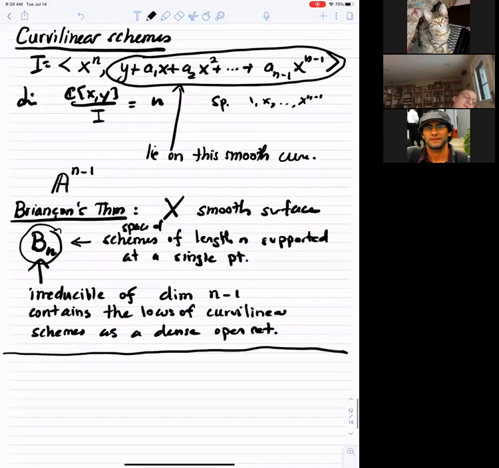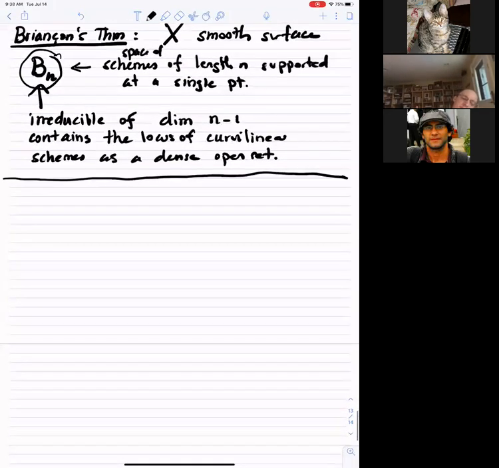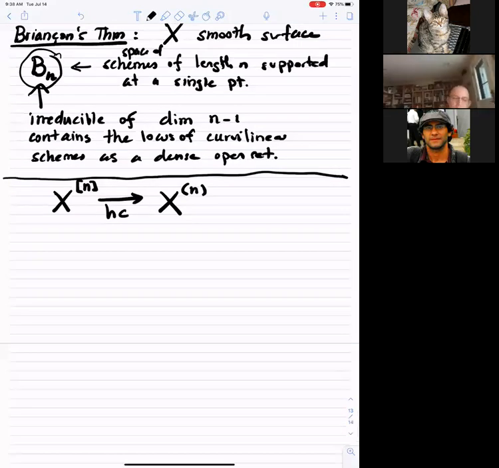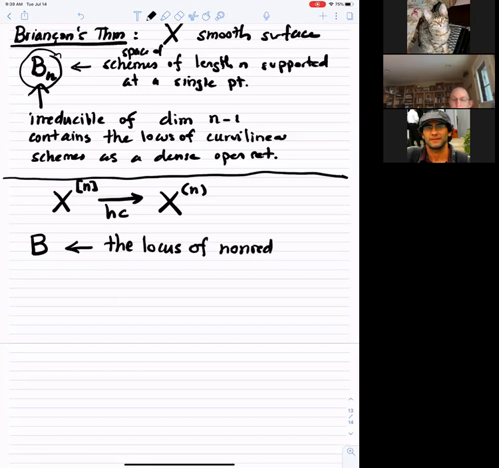But that's one reason. The second reason is that, let's go back to the Hilbert-Chow morphism. Let me remind you that the Hilbert-Chow morphism was from the Hilbert scheme to the symmetric product, right? This is the Hilbert-Chow morphism. And again, what does it do? It takes a scheme and sends it to its support counted with multiplicity. And you see, here we have a locus, which I'll call B. This is the locus of non-reduced schemes.